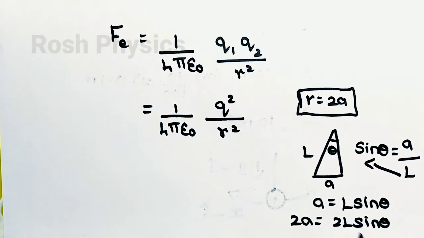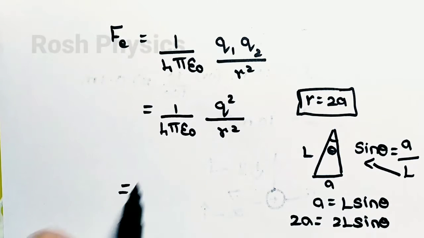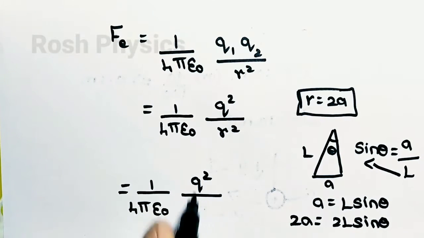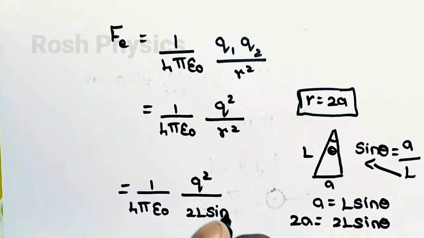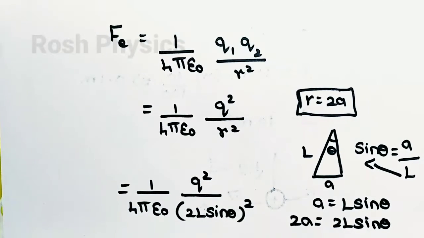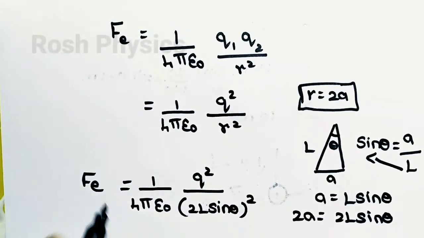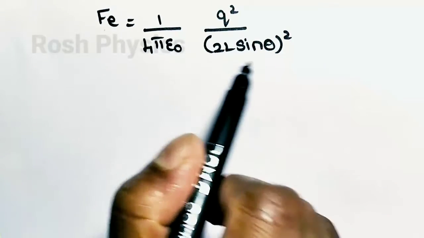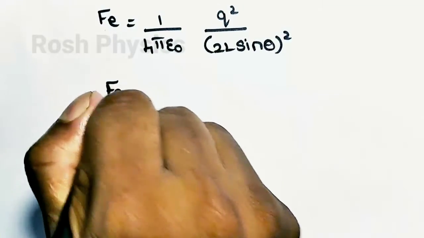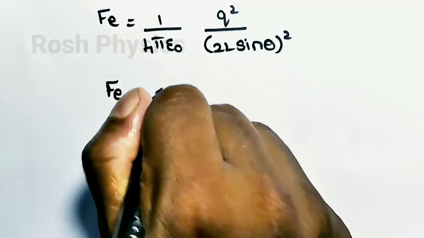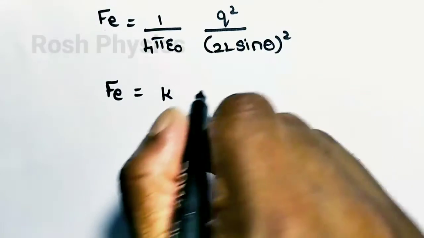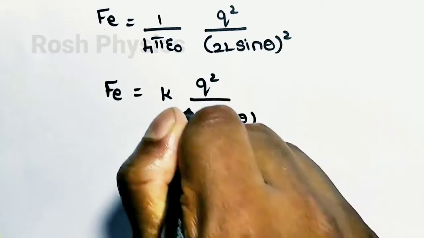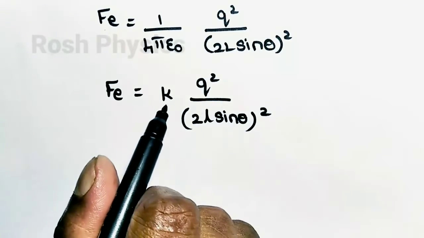Okay, so I am now replacing the 2L sin theta in r square. So it gets transformed into 1 by 4 pi epsilon naught q square divided by 2L sin theta the whole square, and that is the value for Fe. I'm just replacing 1 by 4 pi epsilon naught with k. We all know that k is a constant. So Fe is k q square by 2L sin theta the whole square. We may substitute the value of k later.